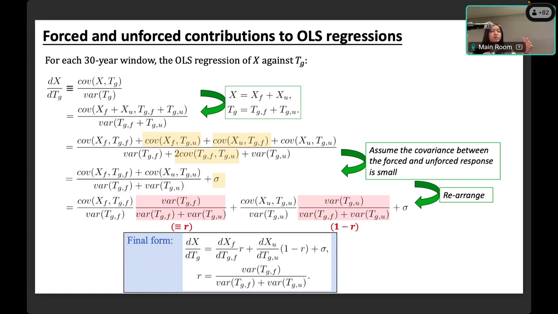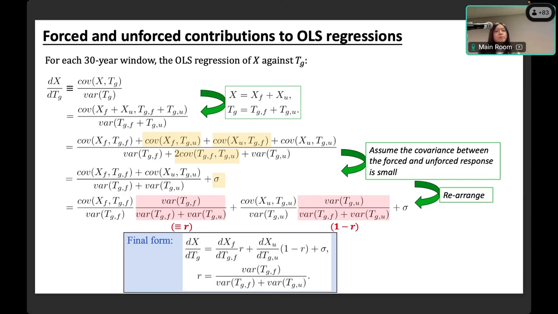If we substitute the full response of the variable X and global warming temperature with F and U, where subscript F means forced and subscript U means unforced, we can use the large ensemble data. We take the ensemble average to represent the forced response, and we take the anomalies relative to that ensemble average to represent the unforced part. So we substitute the full response with the two and then expand the equation. The only assumption we have to make in this derivation is that the covariance between the forced part and unforced part is weak.